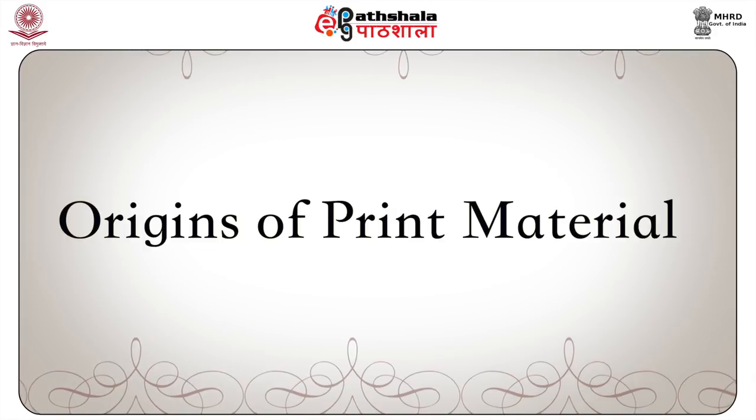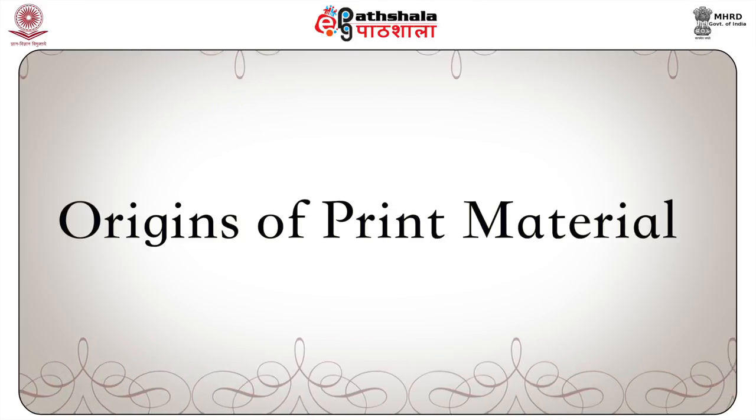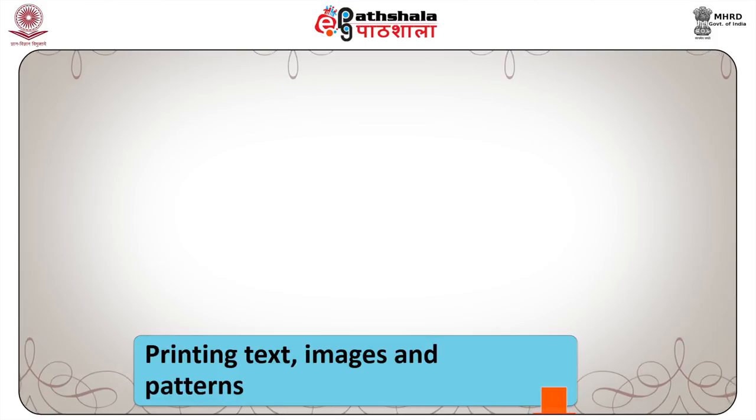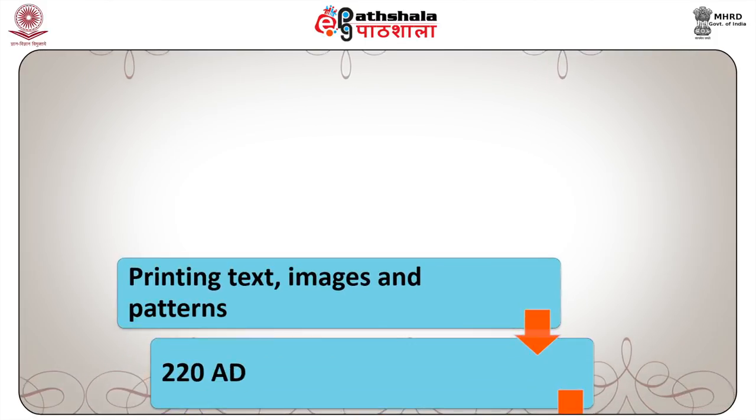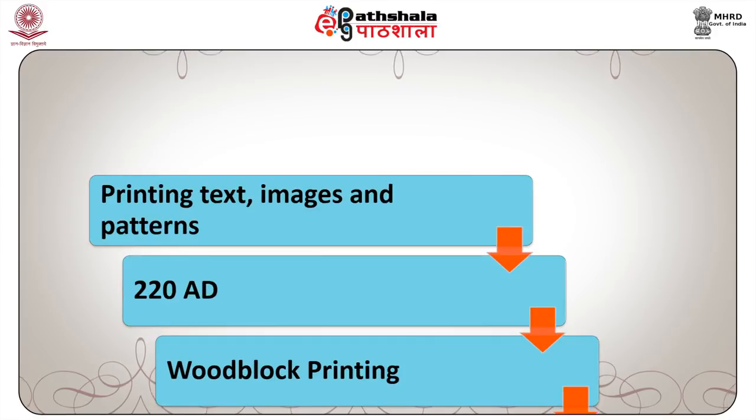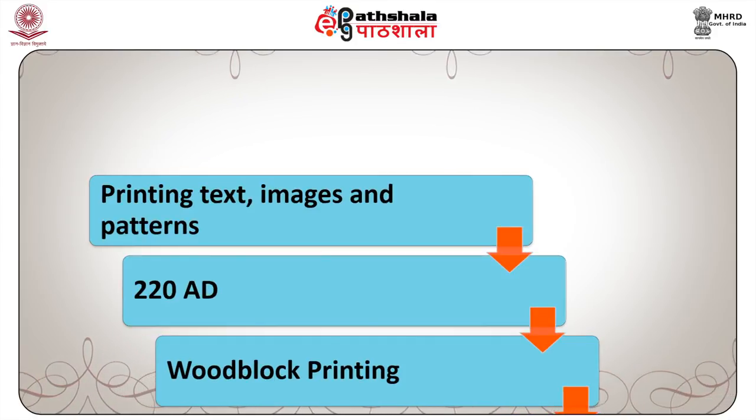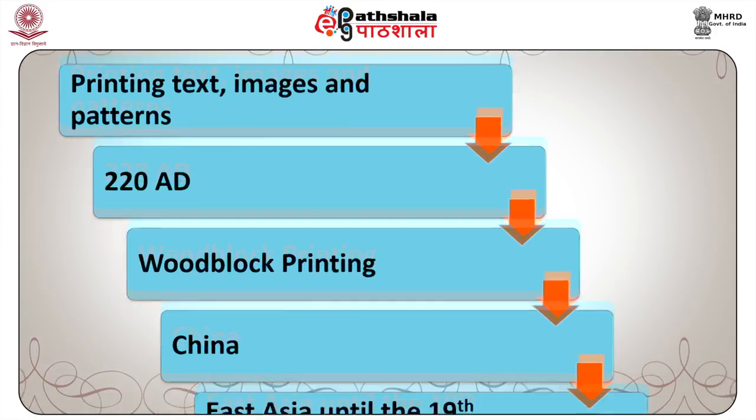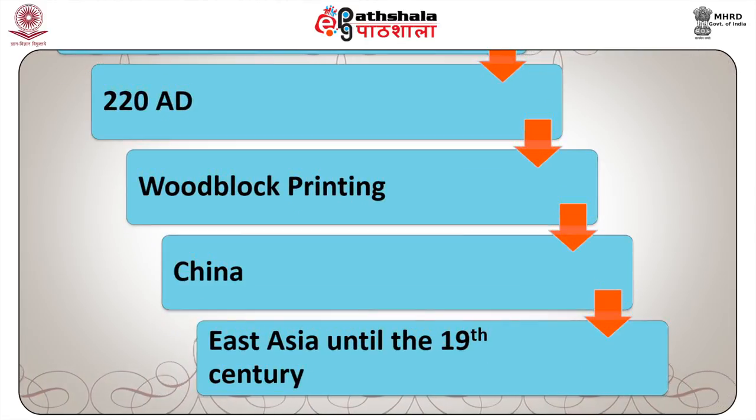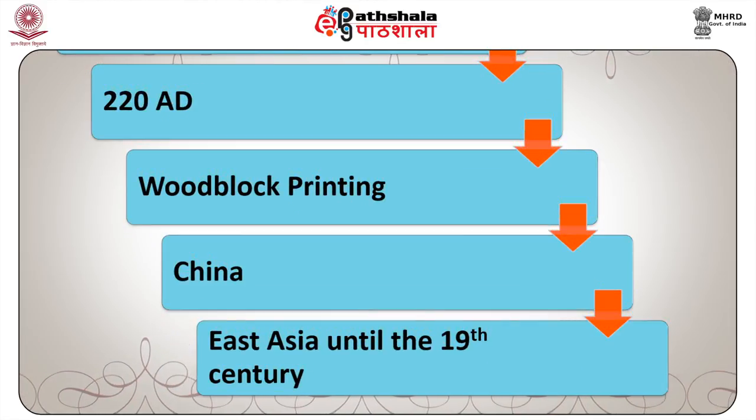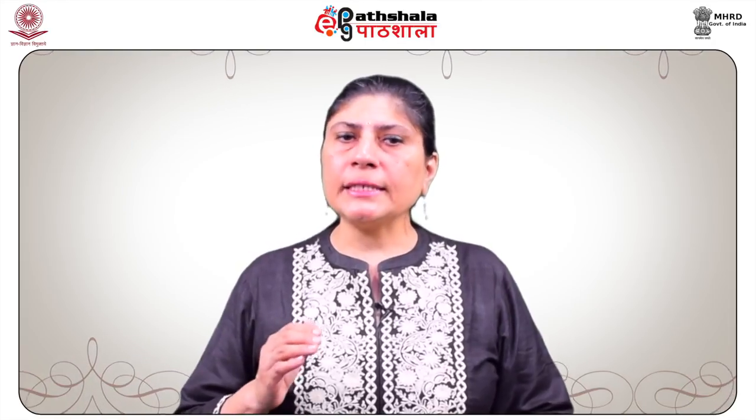Let us first examine the origins of print material. Printing text, images, and patterns date back to 220 AD. Known as woodblock printing, it originated in China and was widely used throughout East Asia until the 19th century. The woodblock printing technique, which is also called woodcut printing, was used to print on textiles initially and later on to print paper, books, as well as images.